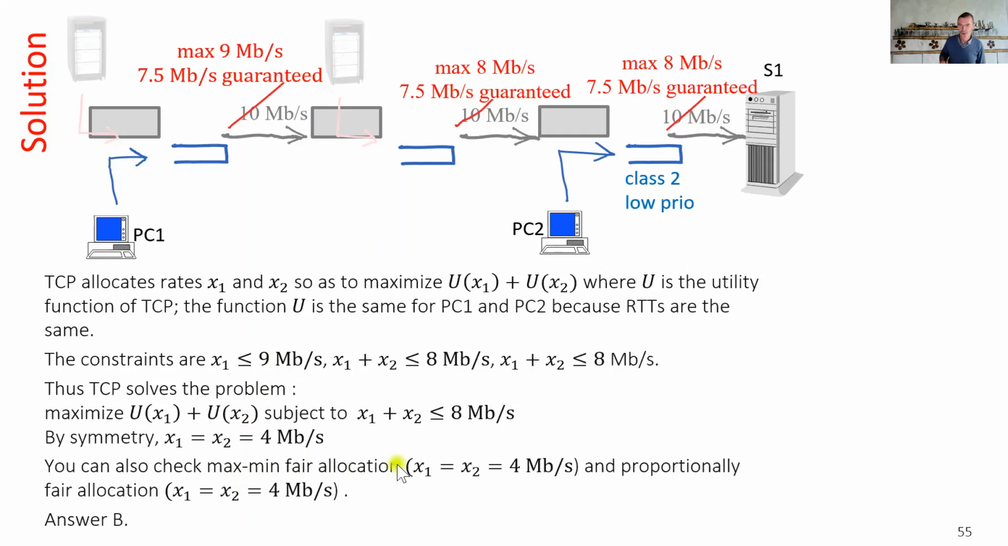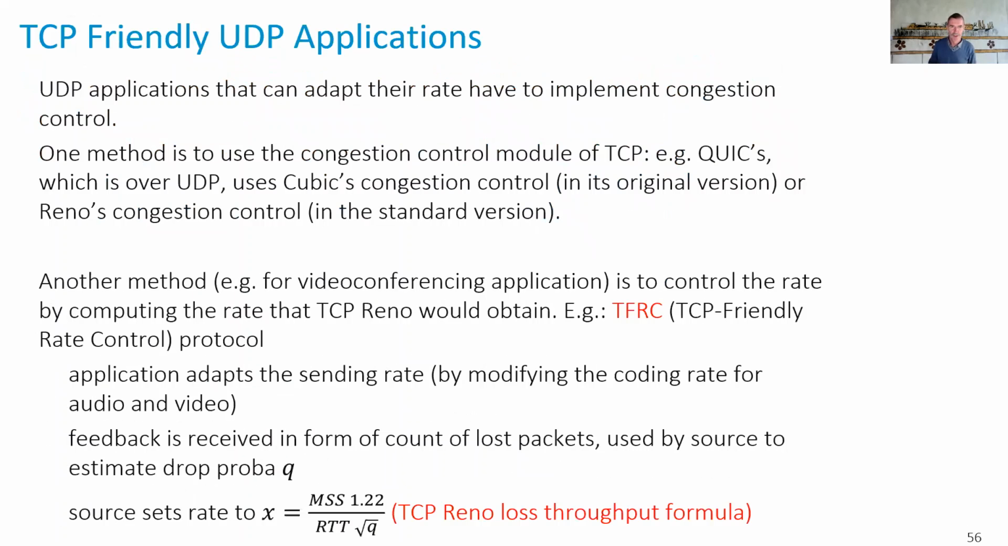We can also do it a bit more heuristically: if I compute the max-min fair allocation or the proportionally fair allocation, they're equal. Since TCP is in between, probably it will give this here. Voilà, so this is how class-based queuing is deployed.